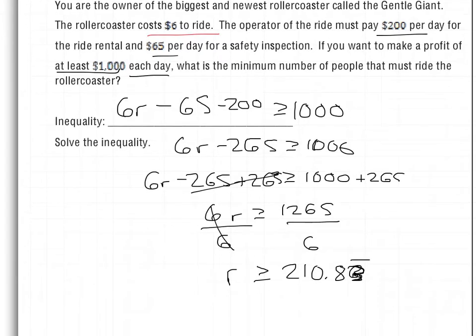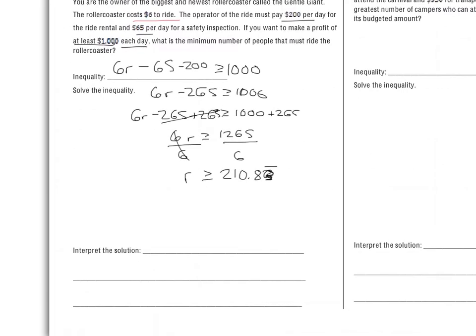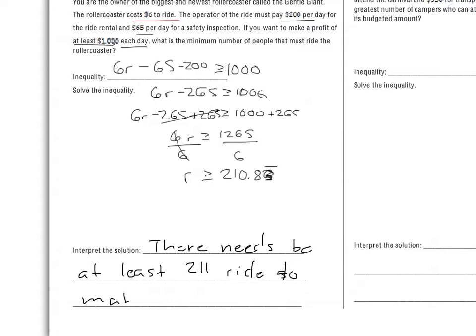All right, so in the real world, what we want to think about, like interpreting the solution, is the number of rides is greater than or equal to 210.83. And in the real world, though, we have to have more than that, and we can't have 0.83 of a ride. So in our real world interpretation, there needs to be at least 211 rides to make $1,000 profit.